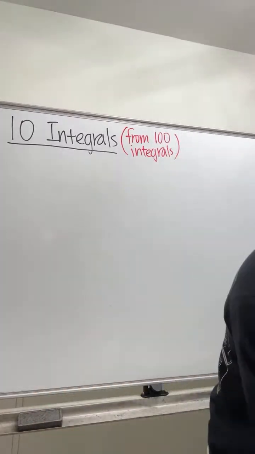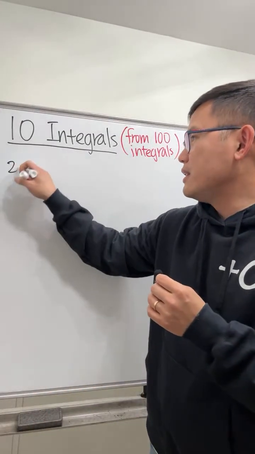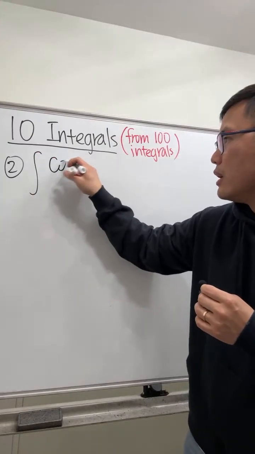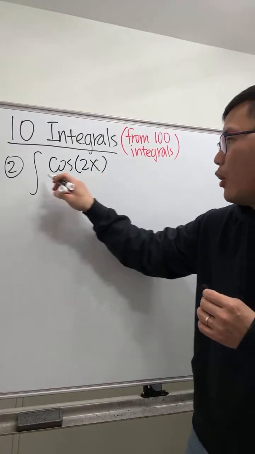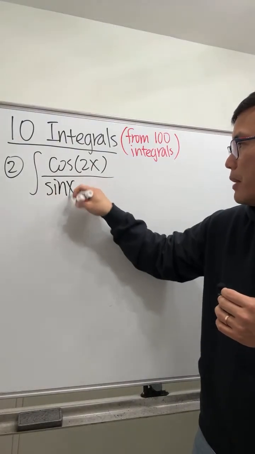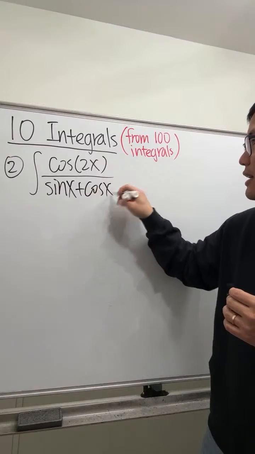Now, for number 2, this is also number 2 from the 100 integrals video. This right here is the integral of cosine of 2x over, on the bottom, sine x plus cosine x.